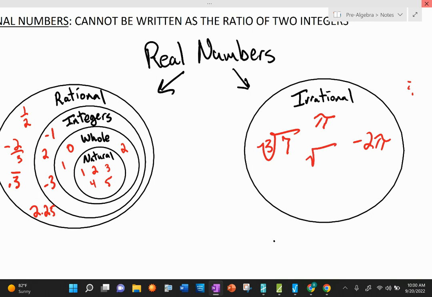There are not different categories of irrational. Irrational is just one group. Irrational numbers don't repeat, but they're never ending. They are special.